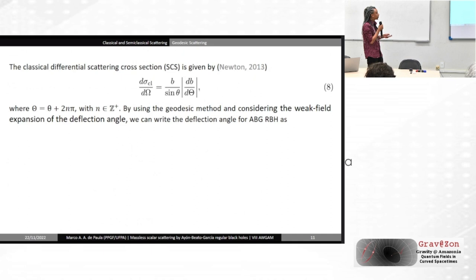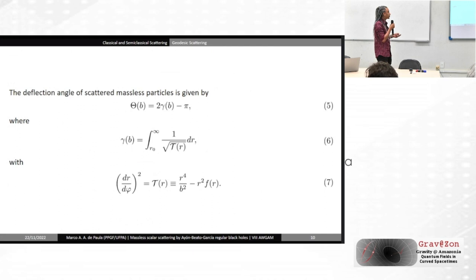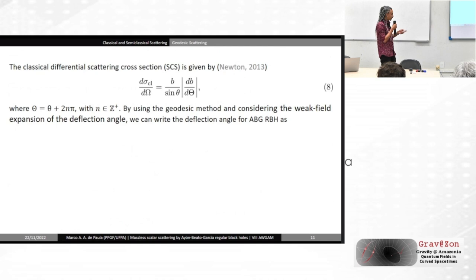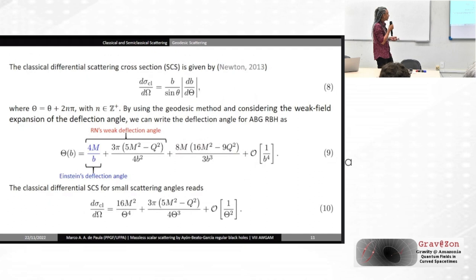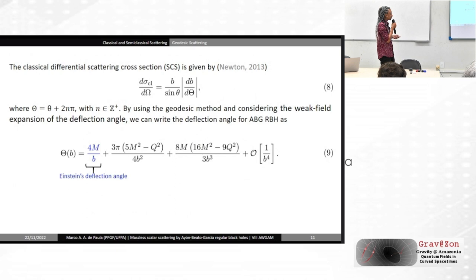If you look at equation 6, we can try to solve this equation for arbitrary values of the radial coordinate. But the problem is that when we work with geometries associated with nonlinear electrodynamics, this is very complicated. And what you can actually try to do is to solve this in the weak field approximation. So by using the geodesic method, that is, basically solving equation 6 and considering the weak field expansion of the deflection angle, we can write the deflection angle for the ABG regular black hole as given by equation 9. So this blue term here is the Einstein deflection angle, and these two terms here are actually the Reissner-Nordström deflection angle, and this is a result that we expect to obtain since the ABG regular black hole behaves as the Reissner-Nordström solution in the weak field limit.